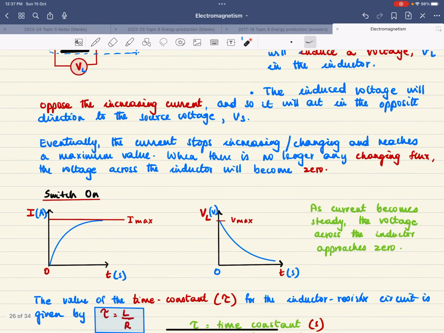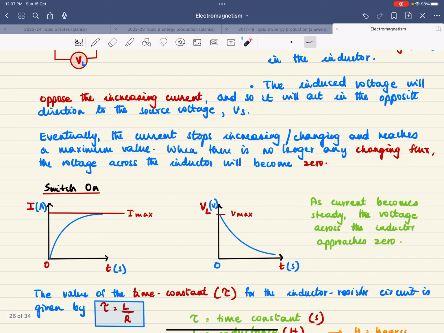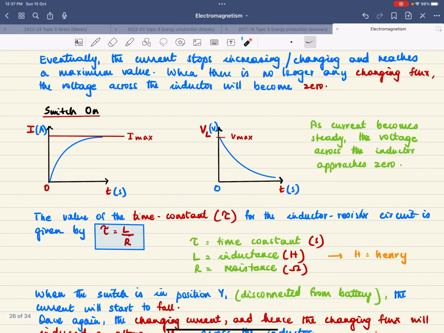So at switch on, that is when it is at position X, your current is an increasing current, and the rate at which the current increases at the start is a maximum, and then the rate of increase slows down as the current reaches a maximum. The voltage across the inductor will be the same as the supply voltage at the start, and it will fall and drop down to zero once the current is steady. Now the time constant for an inductor resistor circuit is given by tau equals L over R, okay, where L is self-inductance and it's measured in Henry.